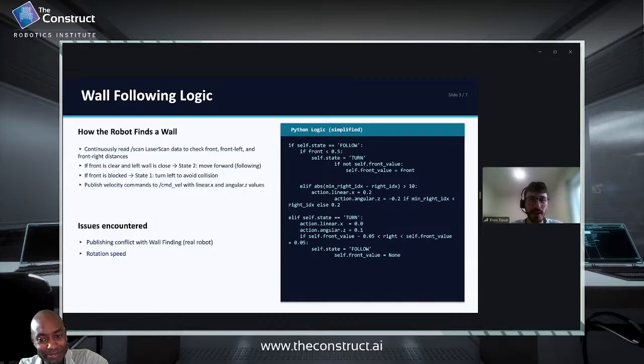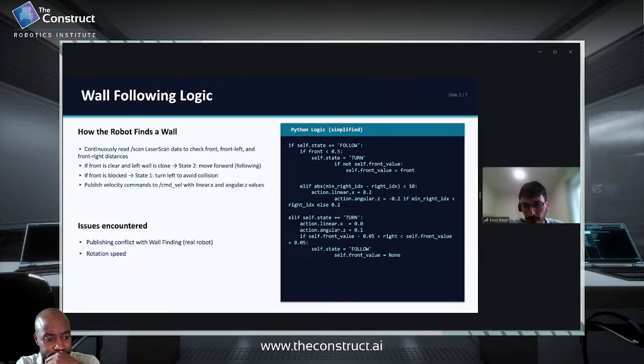For the wall following algorithm, it's basically the same as the second part of the wall finding. The robot is moving forward until an obstacle is detected, and then it turns on the left until the right value matches the front value. The differences are in the following parts. I made sure that if the robot is too far from the wall or too close to the wall, it adjusts its trajectory. And I also tried to keep it as parallel to the wall as possible.